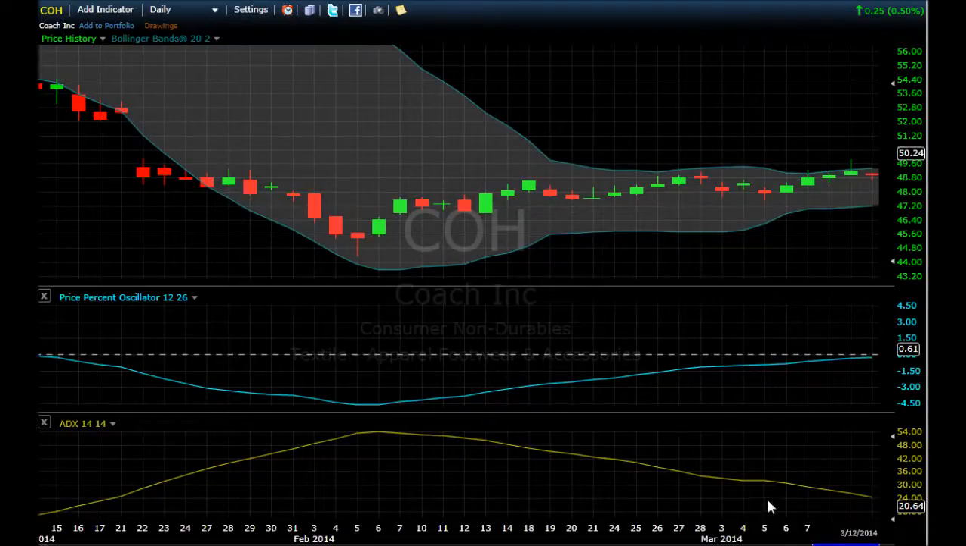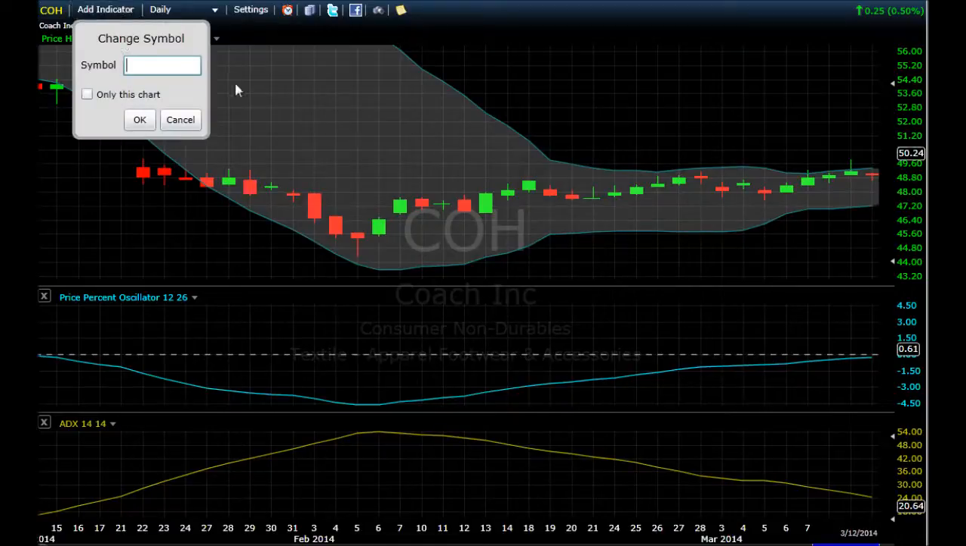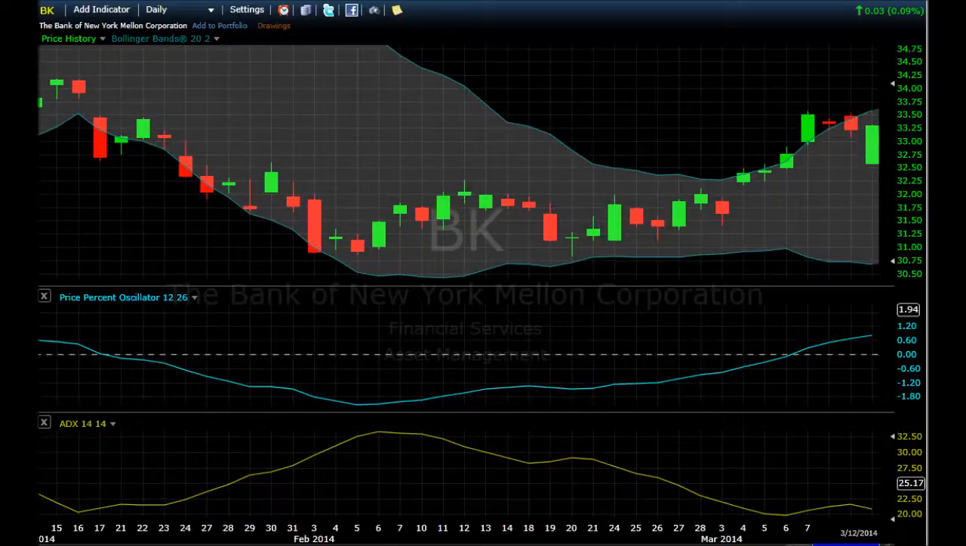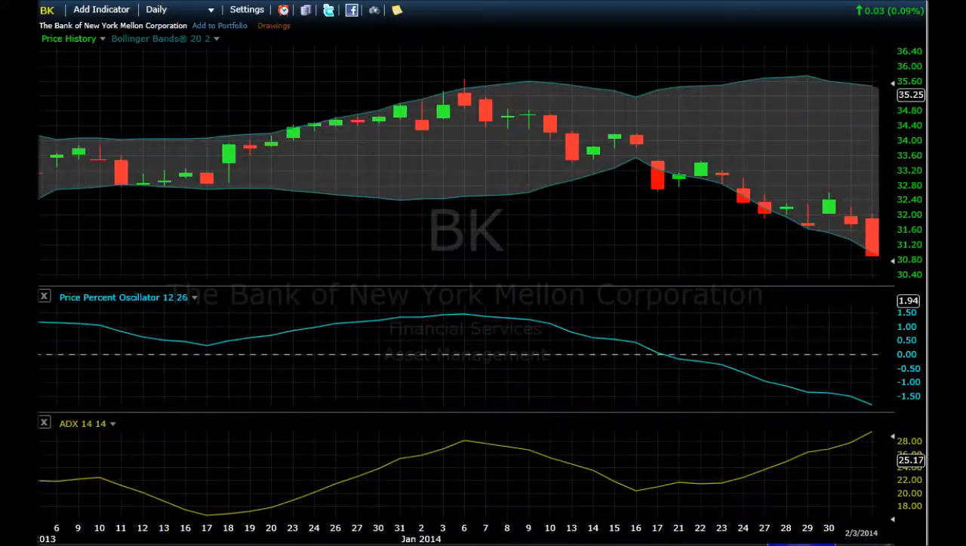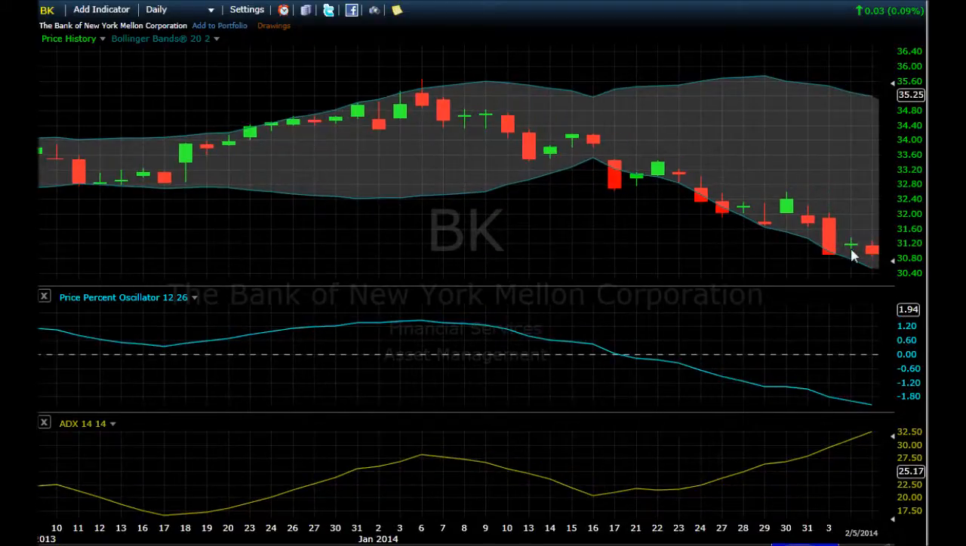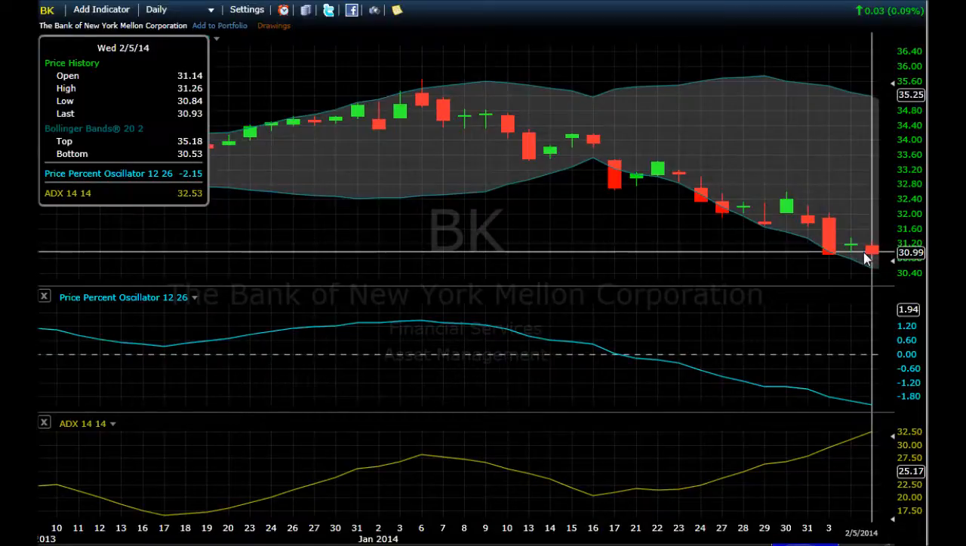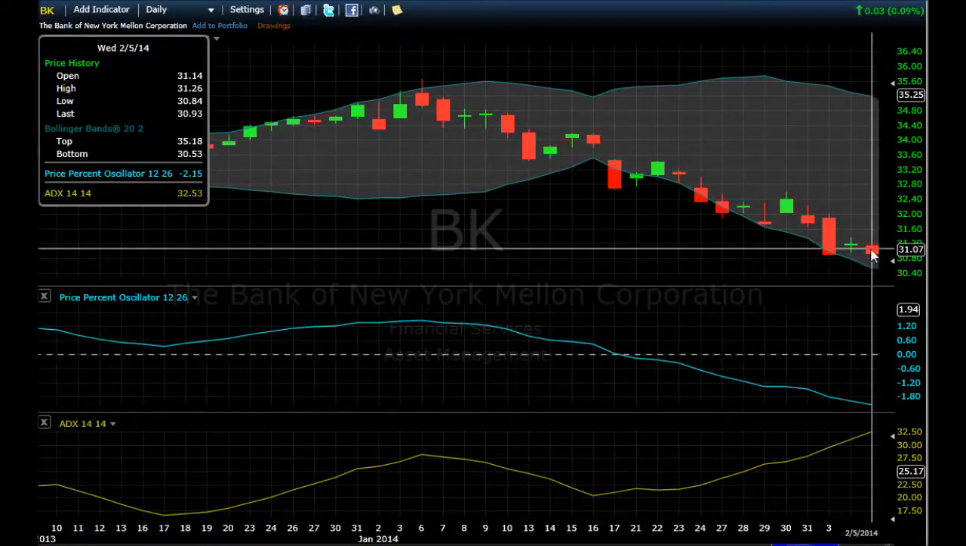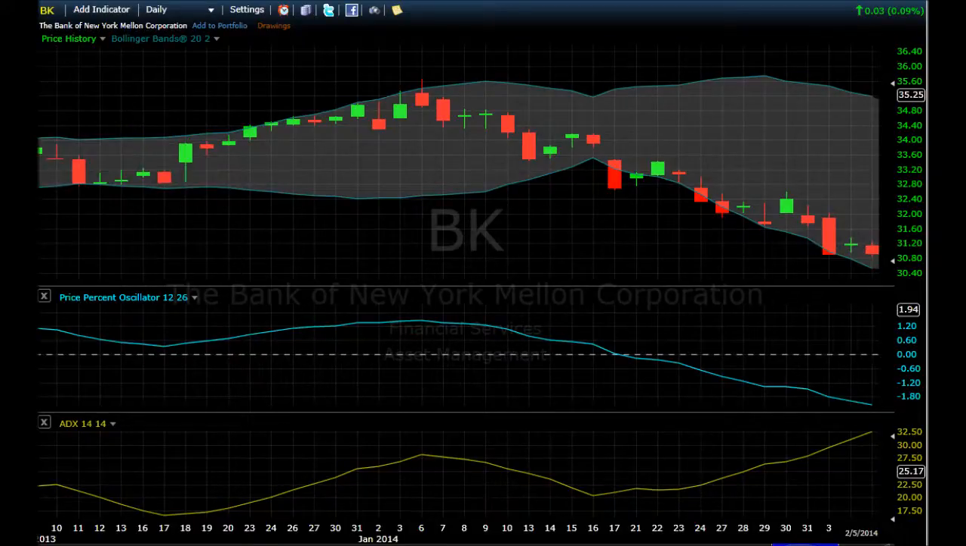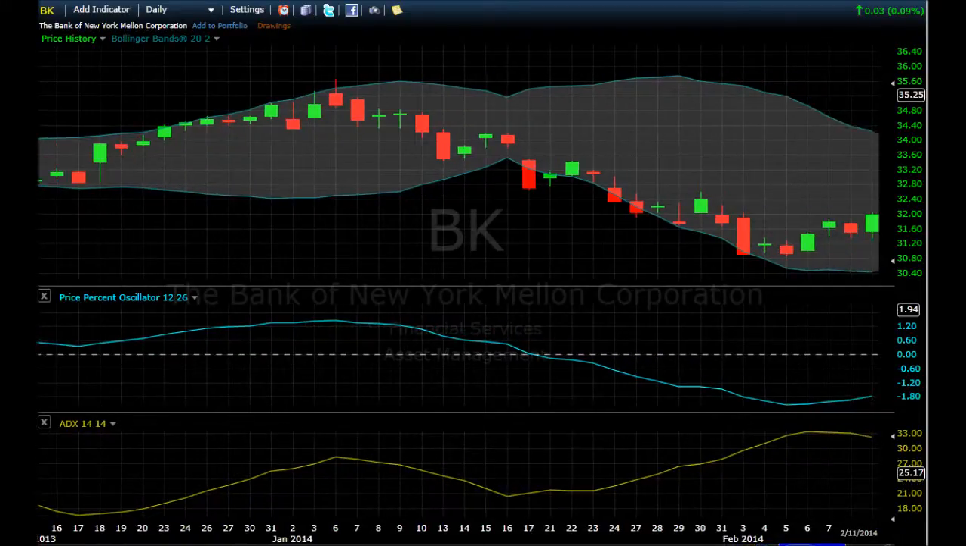Another example is BK, Bank of New York Mellon. You can see again, this is in early February. The indicators are showing to go long. You probably would have taken a long at around 31, and then you can see that the stock looks like it's going to break out. It reaches a high of about 32.27 on this date, but then it fails.